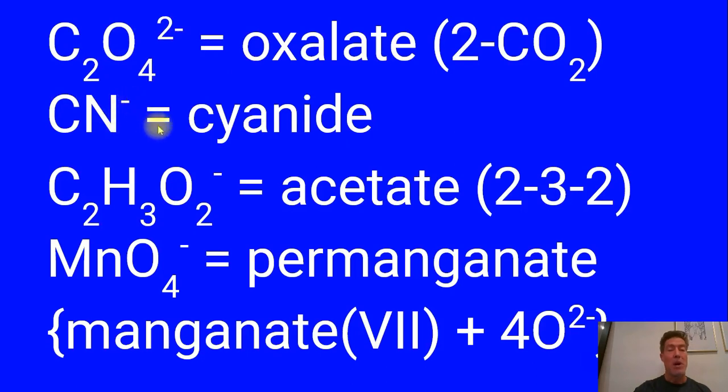CN -1 is cyanide. Cyanide is a deadly poison. So, we can talk about cyanide capsules and cyanide pills and whatever. So, to me, this is interesting. Cyanide, CN negative. You just have to memorize that, but it's fairly simple. And somewhat unusual looking, CN -1.